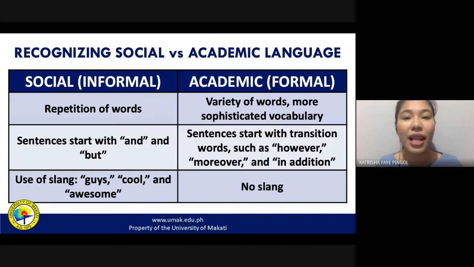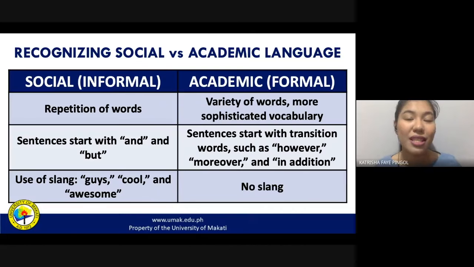So in academic language or in formal language, we use a variety of words. Therefore, it requires a more sophisticated vocabulary. So instead of just saying beautiful over and over again, you try to use synonyms or other words that could refer to the same thing. Take for example, instead of saying beautiful over and over again, you use pretty, you use pleasing to the eyes. So there are certain words that we can use to replace that particular word that we are using, or even phrases.